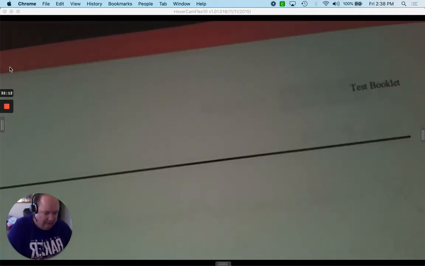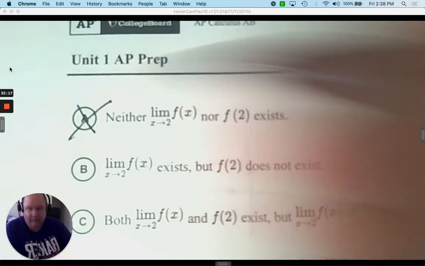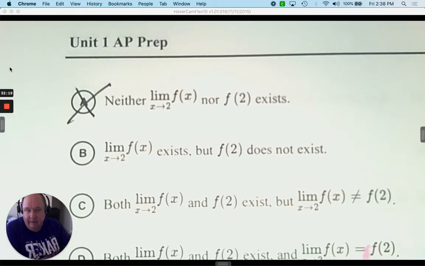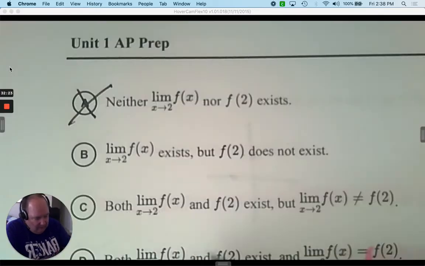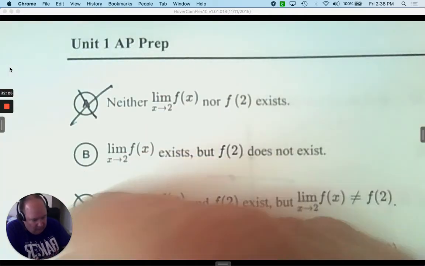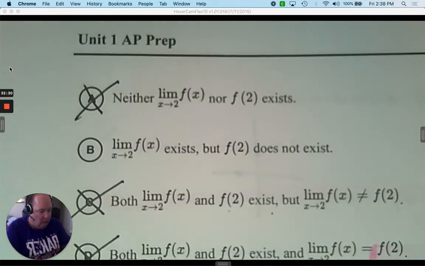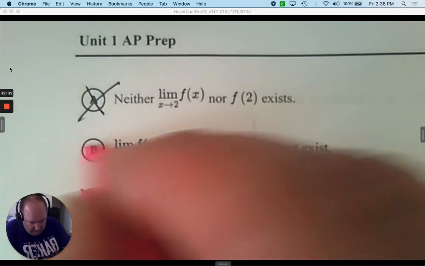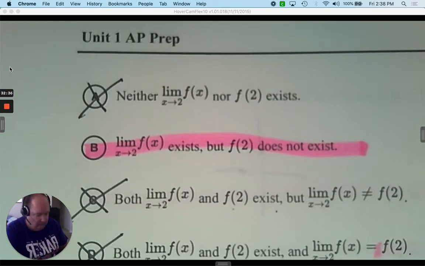So which one says that? So this one says the limit or f at 2, it doesn't exist. That's not it. The limit exists, but f at 2 doesn't exist. That one's the one I'm looking for. Both the limit and f at 2 exist. Wrong. Both the limit and f at 2 exist. Wrong. So the only one that says the limit exists, but f at 2 doesn't exist, is the correct answer. And that's why it's not continuous.